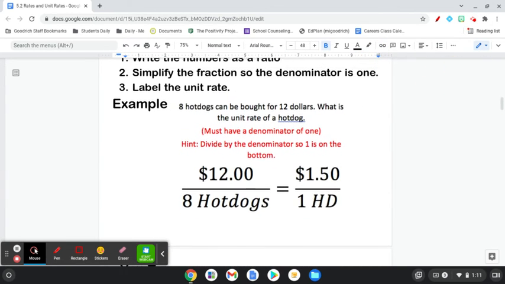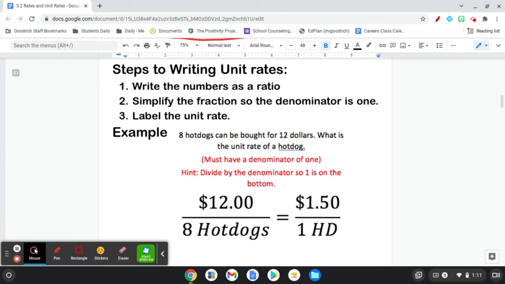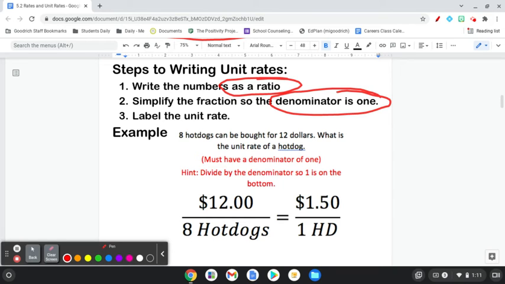All right, so here are our steps to writing a unit rate. First, take the information and write it as a ratio, just like you did yesterday. Then you're going to simplify that ratio so the denominator has a 1. And really important here, we're going to label our units. Again, we should be writing these steps down.